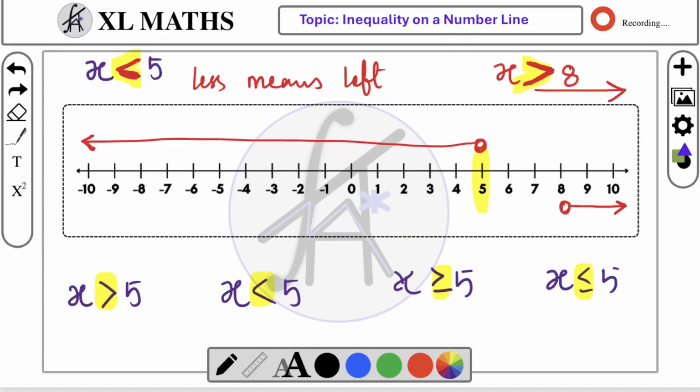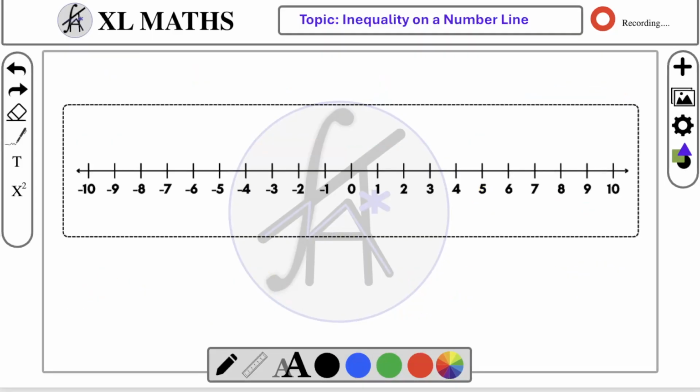That's it. I will talk about the other two very soon, but let's quickly focus on practicing these two. Here, if I give you x is greater than minus 2, and the next inequality is x is less than 1, how will you do that? Just pause the video, draw a number line in your notebook, quickly finalize that, and then just play this and see if you have done it correct or not.